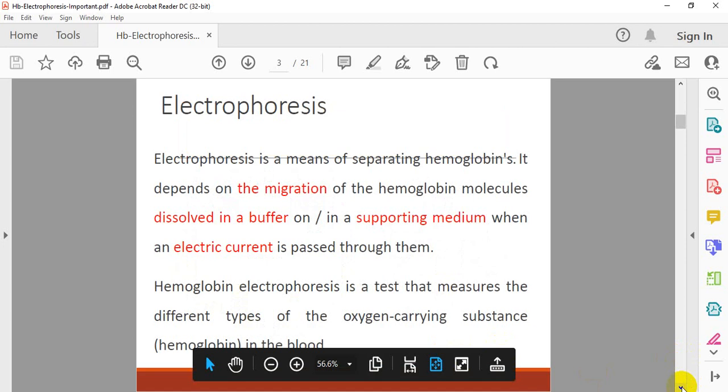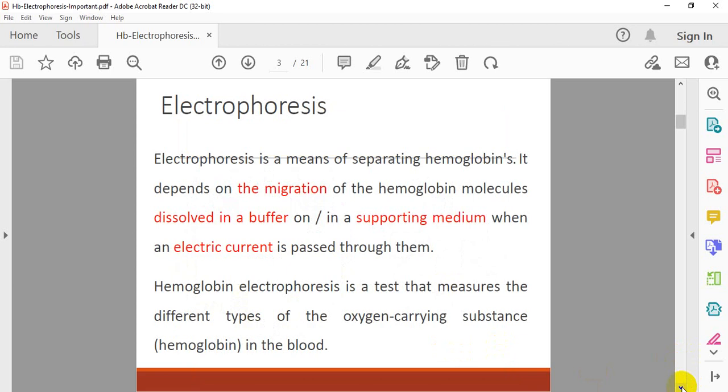Electrophoresis is a means of separating... sorry, it should be hemoglobin electrophoresis. It's a means of separating hemoglobins. The first one was proteins and DNA, but this one is hemoglobin electrophoresis.